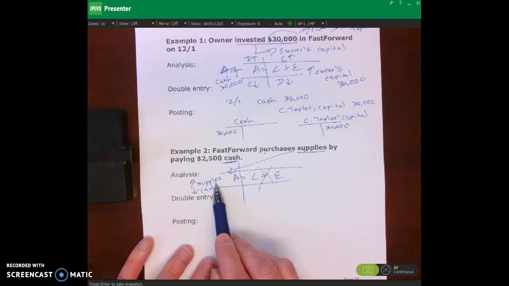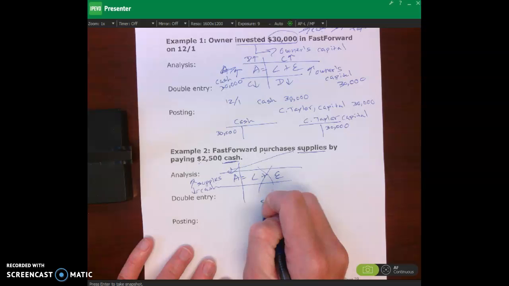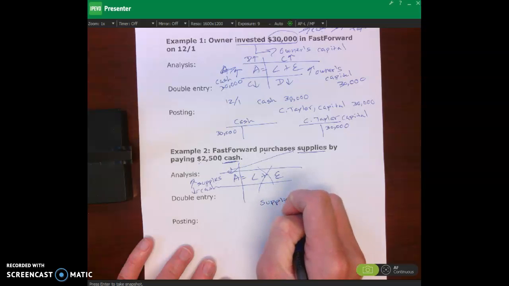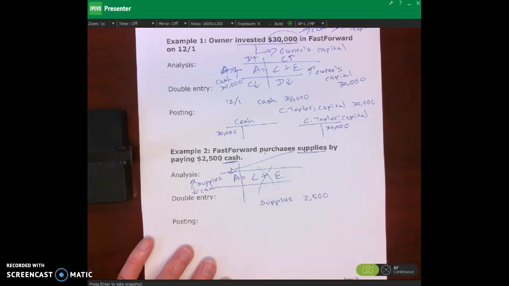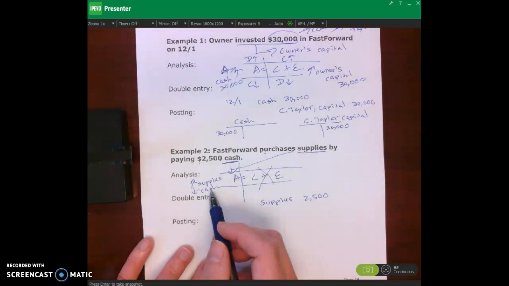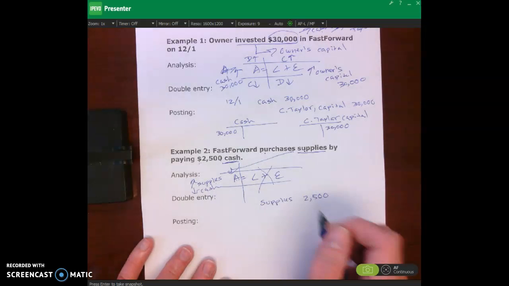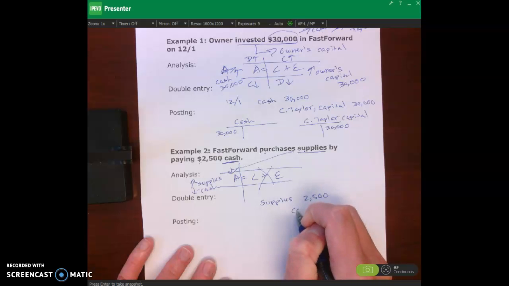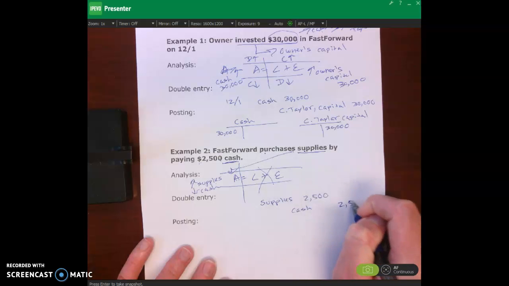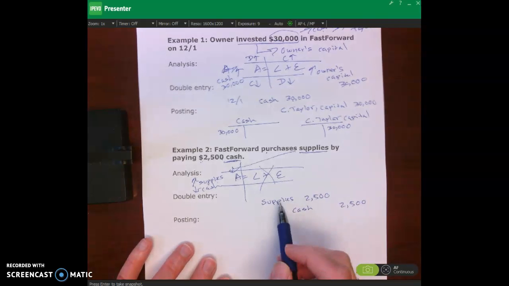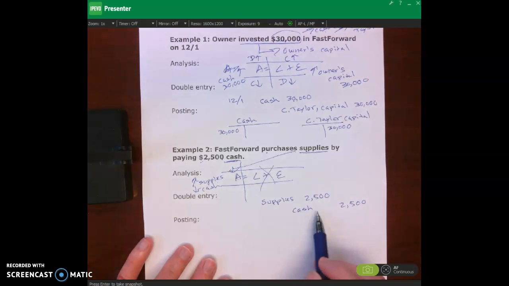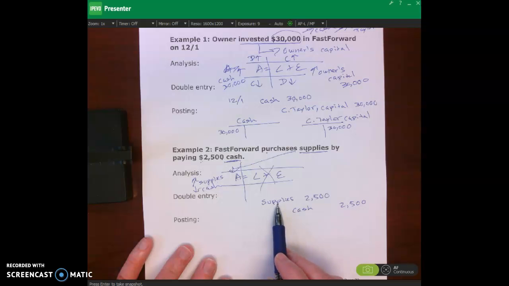Supplies, which is an asset, is increasing. How do I recognize that an asset is increasing? It's with a debit. So I will debit supplies for $2,500. Cash, which is another asset, is going down. How do I recognize that cash is going down? It's with a credit. So then I will credit my cash right over here. And again, the way I write out my journal entry is I list my debits and I indent and then list my credits. Debit to supplies, $2,500. Credit to cash, $2,500.